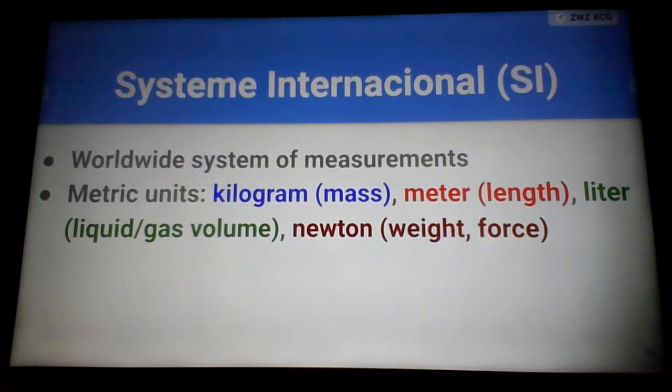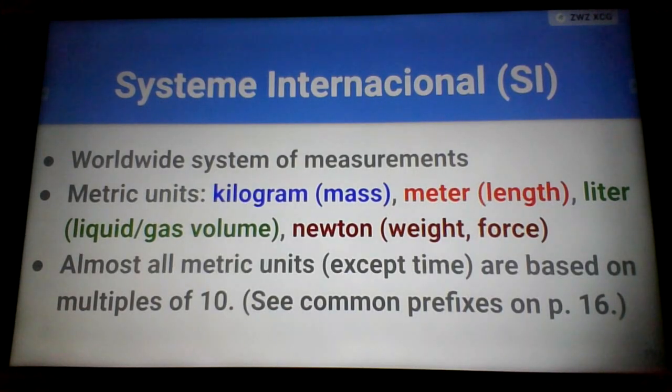Here are some very common metric units. A kilogram, which measures mass. The meter measures length. A liter measures liquid and gas volume, fluids. Liquids and gases are fluids. The Newton measures weight and force. You've heard of kilogram, meter, and liter. I don't know how much you know about newtons already, but that's something we're going to talk about in physics. Weight and force. Very different from a pound. I weigh about 220 pounds. Multiply that by 4.44. Now I weigh about 880 newtons, which is a very, very different unit.